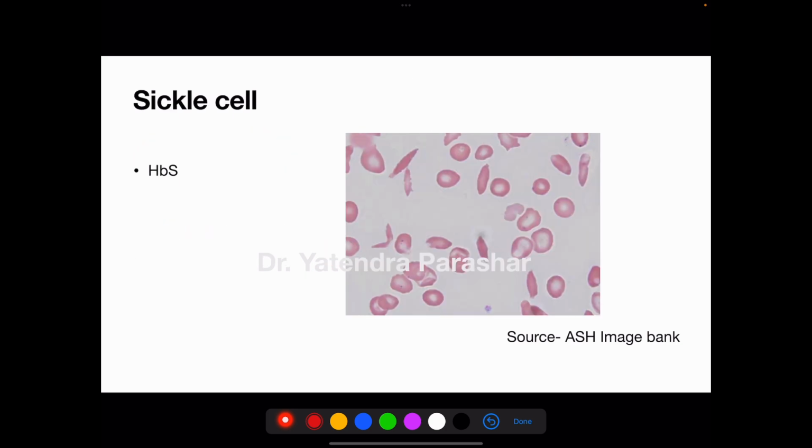Another is the sickle cell. Sickling of red blood cells is seen in HbS or sickle cell disease. In sickle cell formation, the dense hemoglobin S crystals precipitate and change the shape of the red blood cell to form an elongated sickle-like structure which does not have central pallor, no central pallor.